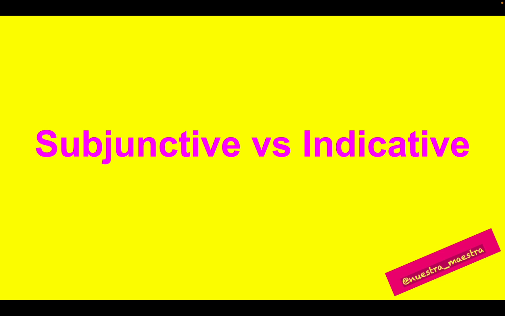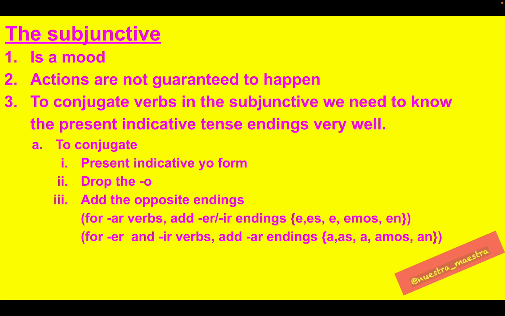Hoy vamos a hablar sobre el subjuntivo y el indicativo. Present subjunctive versus present indicative. Keep in mind, we've been talking about the subjunctive. We know that the subjunctive is a mood, not a tense. It doesn't take place at a particular place in time.